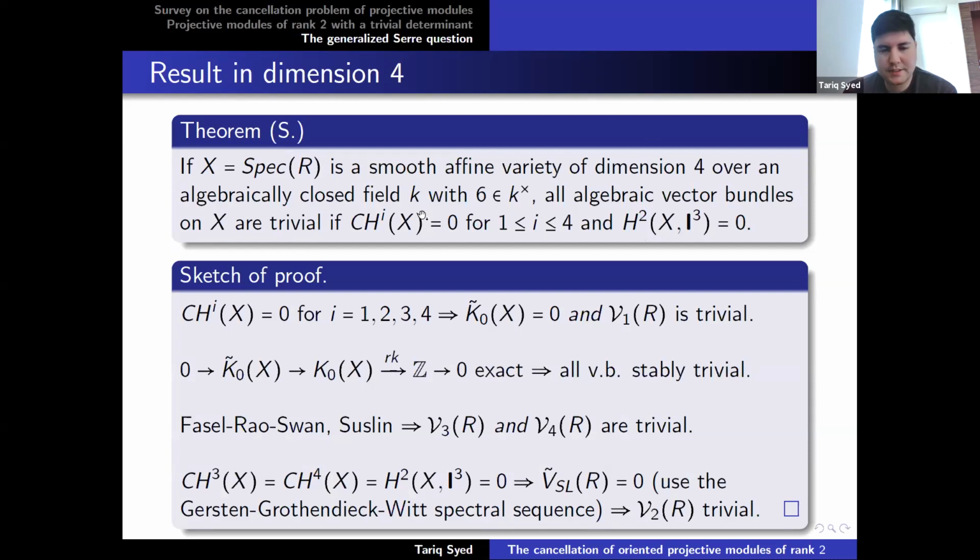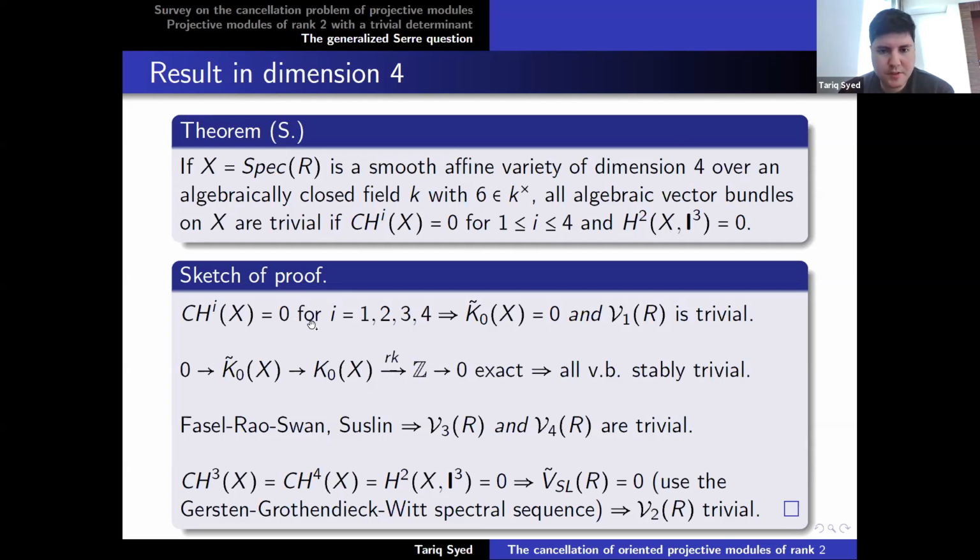And now using my result on cancellation of rank 2 bundles, one can prove that in dimension 4, without any assumption, so not topologically contractible, just a smooth affine variety of dimension 4 over an algebraically closed field, that all algebraic vector bundles are trivial if all the Chow groups are trivial and if this cohomology group vanishes. Why is that?